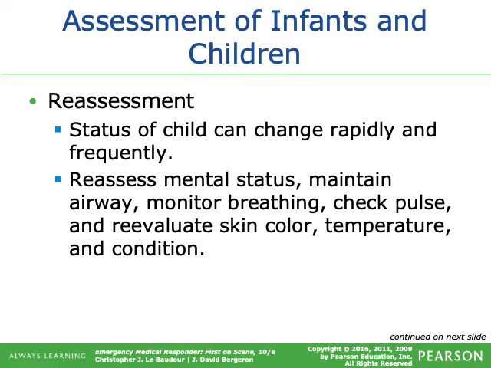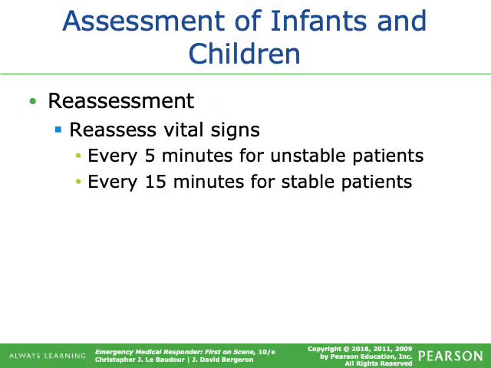So when you're reassessing the child, their status can change rapidly and frequently. You always want to reassess the mental status, maintain airway, monitor breathing, check pulse, and reevaluate skin color, temperature, and condition. You want to reassess the vital signs every 5 minutes for unstable patients and every 15 minutes for stable patients. This is a good rule of thumb for adults and children.